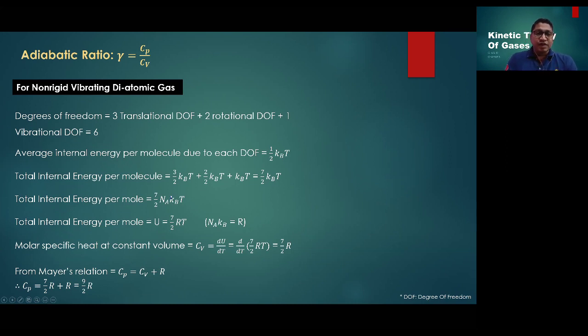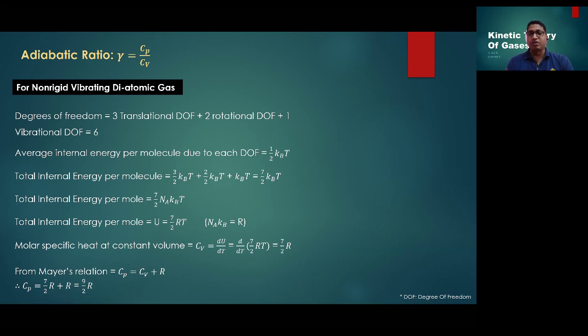So here internal energy per molecule will become, because of 3 translational, 3 by 2 kBT, because of 2 rotational, 2 by 2 kBT, and because of 1 vibrational, kBT. When you add all, it will become 7 by 2 kBT. That is per molecule. Per mole, it will be 7 by 2 Na kBT. Okay. So it is going to be 7 by 2 RT.